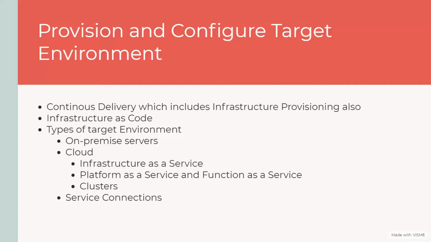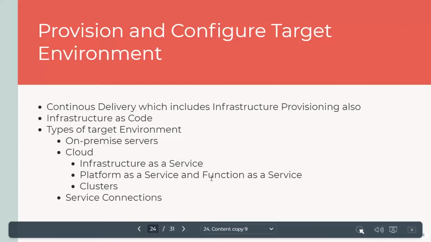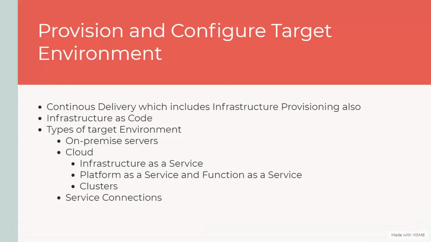There we have infrastructure as a service, platform as a service, function as a service, and the Kubernetes cluster. For example, infrastructure as a service means you are just buying the infrastructure from the cloud service provider. The cloud service providers are Azure, AWS, GCP, and so on. And then you are buying the infrastructure.